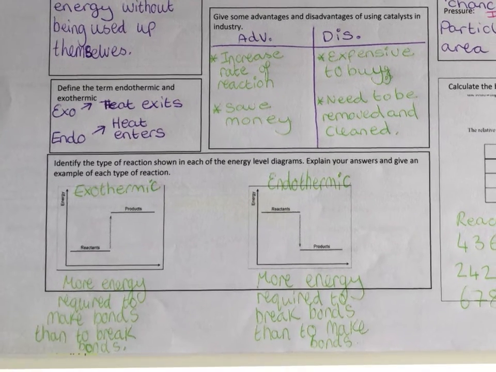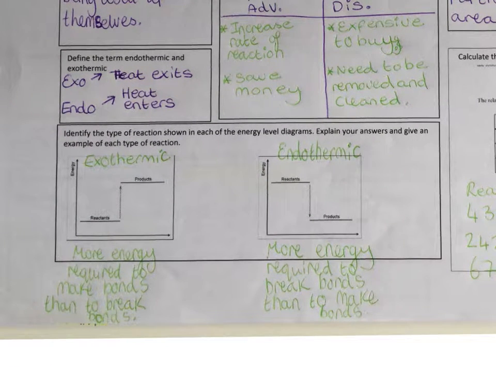This can then be drawn in energy profile diagrams. So it asks you to label them and work out which one it is. So this one is an exothermic reaction, more energy required to make the bonds than to break the bonds. And then this one is an endothermic reaction, more energy required to break the bonds than to make the bonds.